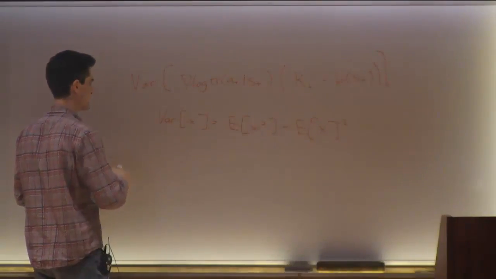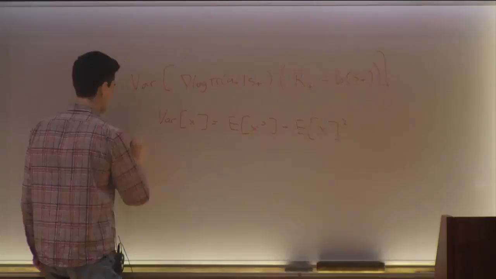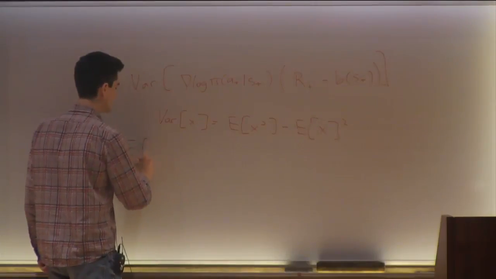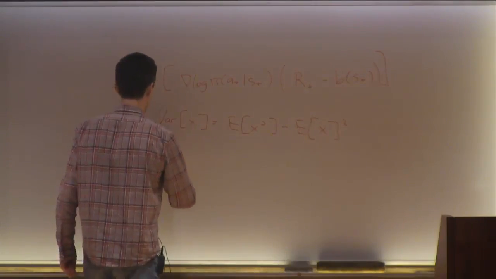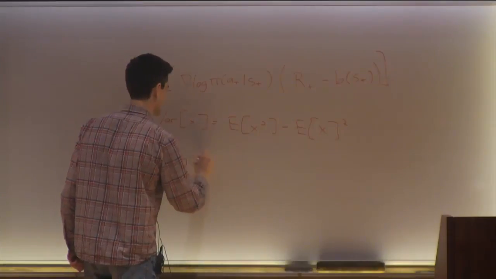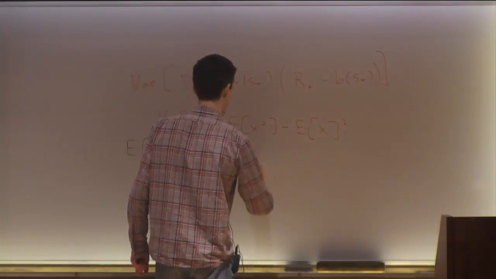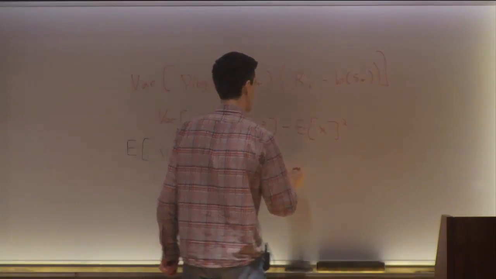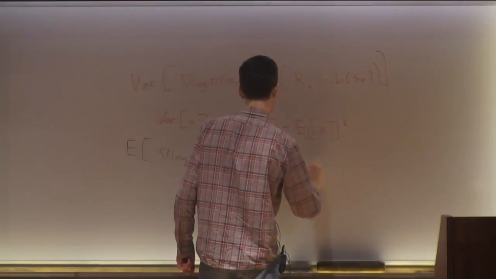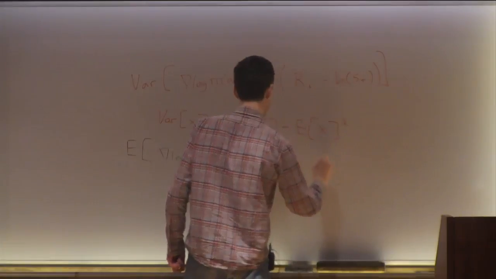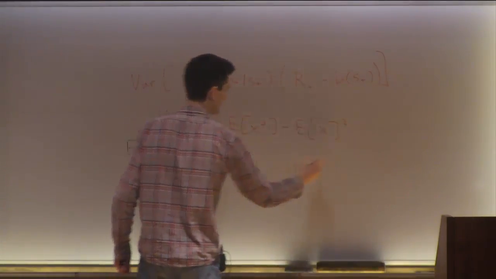Okay, got it. So we have the expectation of grad log probability of a_t given s_t times our returns minus baseline, and this whole thing inside is squared.